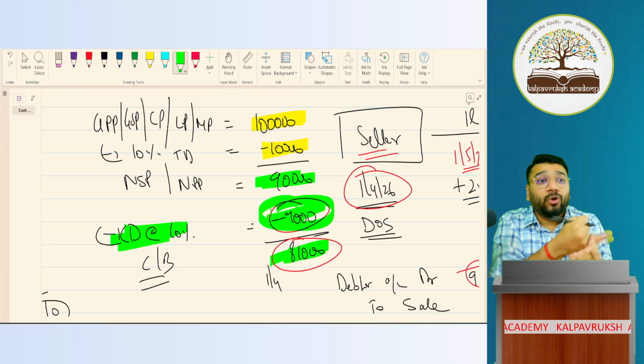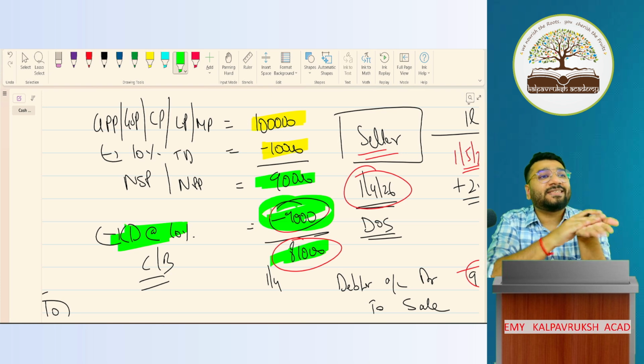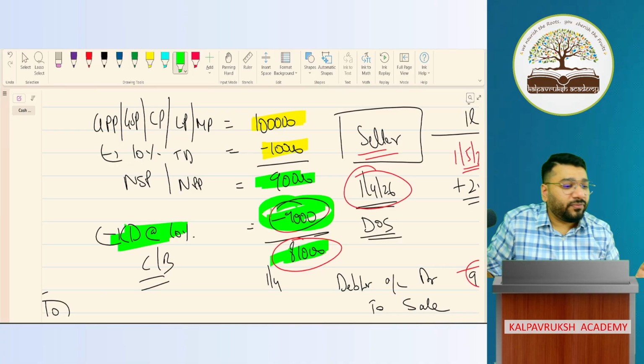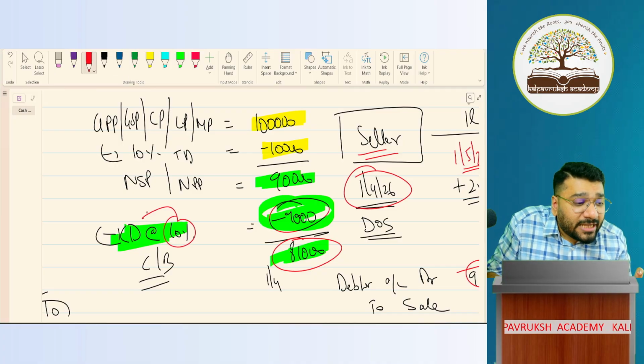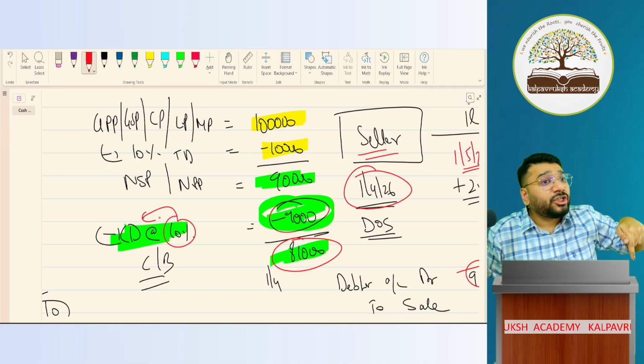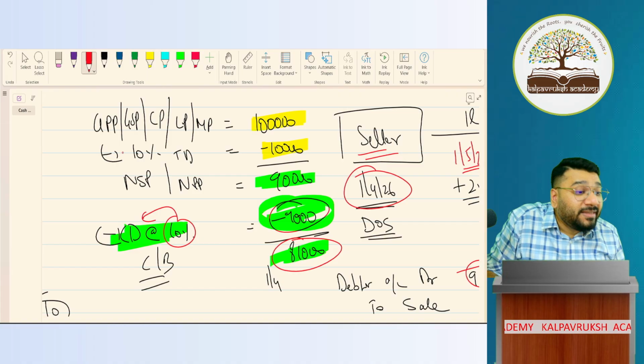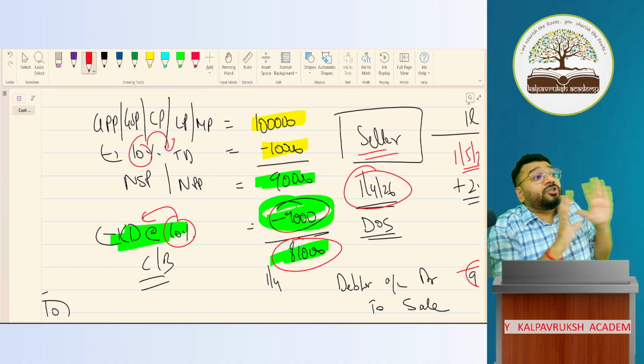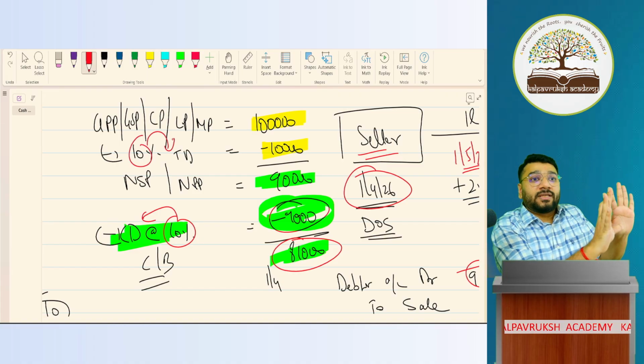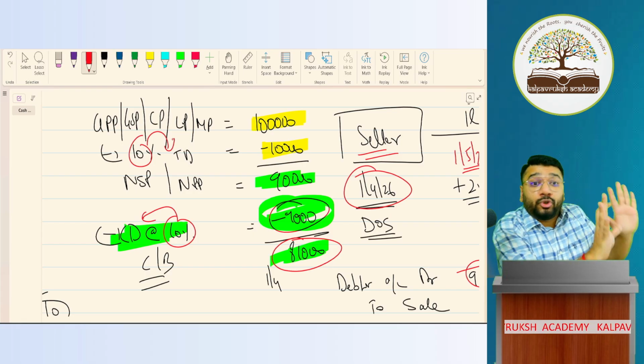But this time, I want to collect the money on the spot while doing the sale. So my question to all of you: this 10% cash discount that I gave, was the intention to push the sale or to collect the money? Collect the money. This 10% trade discount was given to push maximum sale. More sale, more discount. So my intention of giving trade discount is to push sale.